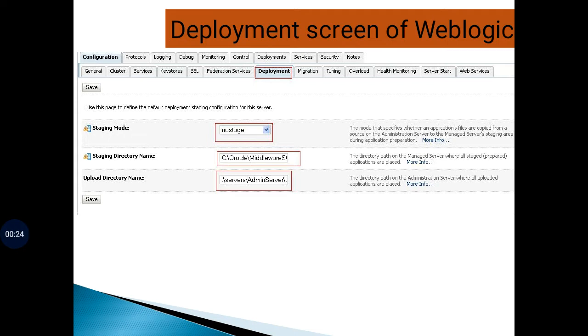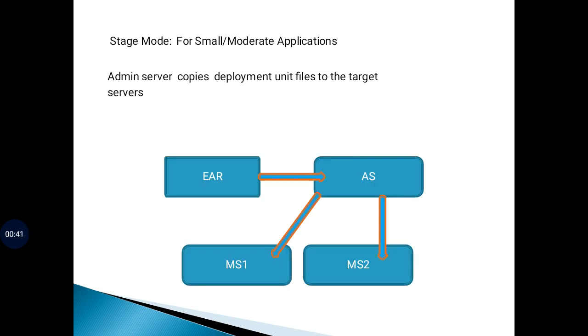So we have, in general, three. One is stage mode, another one is no stage mode, and another one is external stage mode. So here I would like to describe what stage, no stage and external stage modes of deployment are. The first one is stage mode.